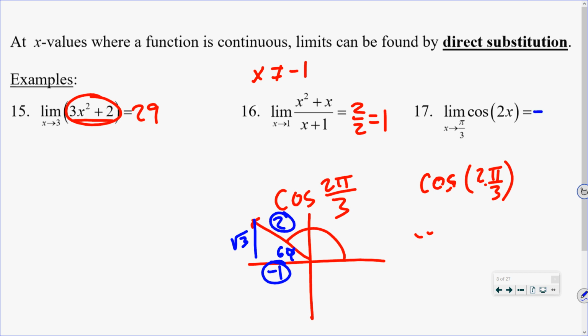So there's my answer. And again, the reason why I can do that is because cosine's continuous, so all I did is just plug pi over 3 into my function. Okay, and I got my answer.